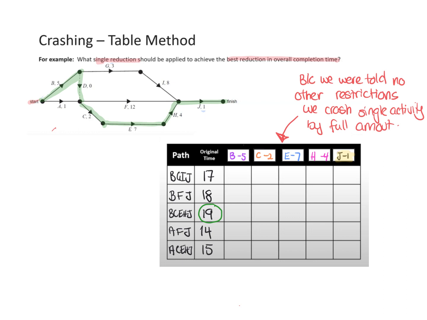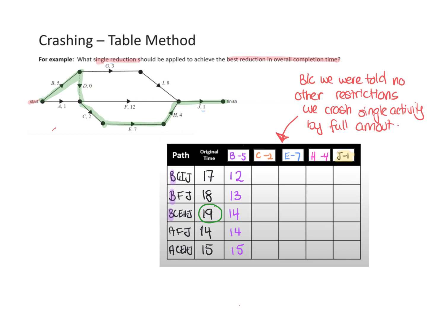Okay, so the first one I'm going to do is B. I'm going to try if I crash B. So what you do is you highlight in all your paths where B occurred, and in those, you're going to minus 5 from all of those path times. So this first one, 17 minus 5 becomes 12, 18 minus 5 becomes 13, and 19 minus 5 becomes 14. Now these last two didn't have B in them, so they remain the same.